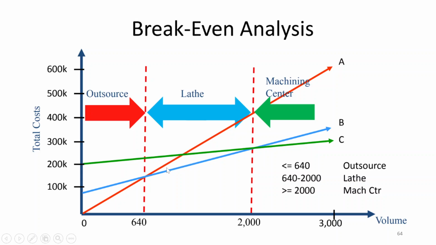Next will be the one with the lower fixed cost, which is the lathe. So it will be the second range, between 640 and 2000, and above 2000 it will be your machining, which has higher fixed cost. It has low variable cost. That's why it becomes cheaper in the long range.